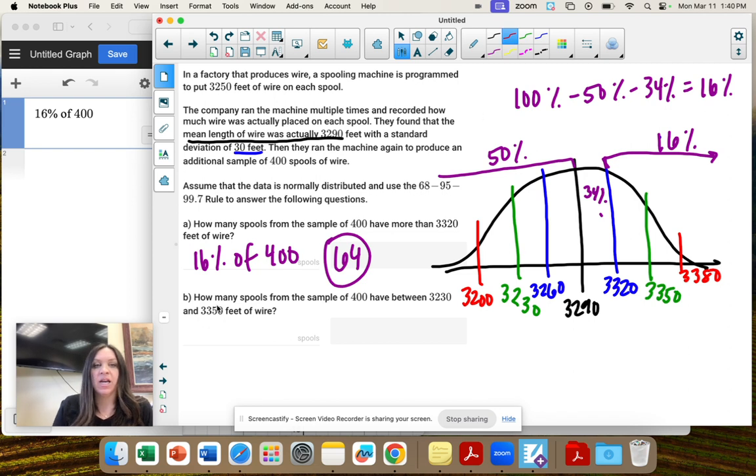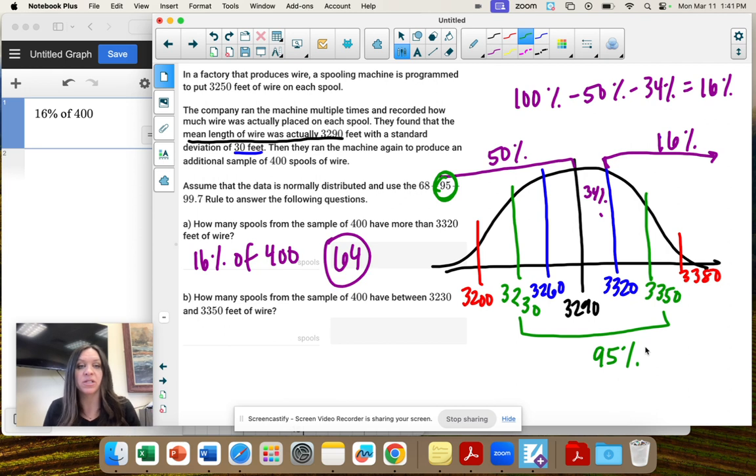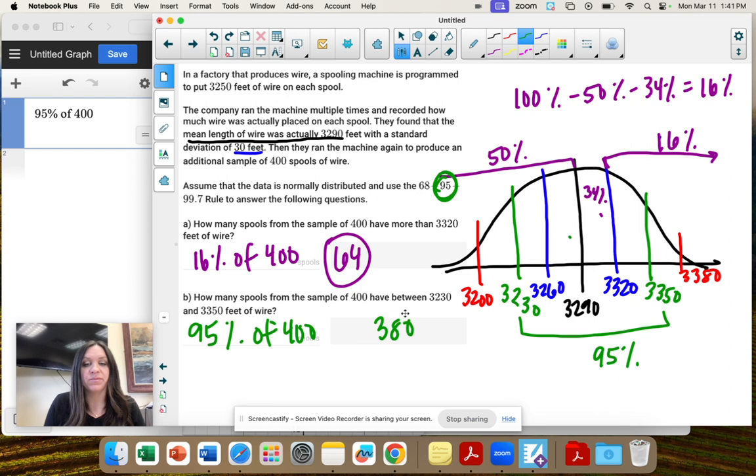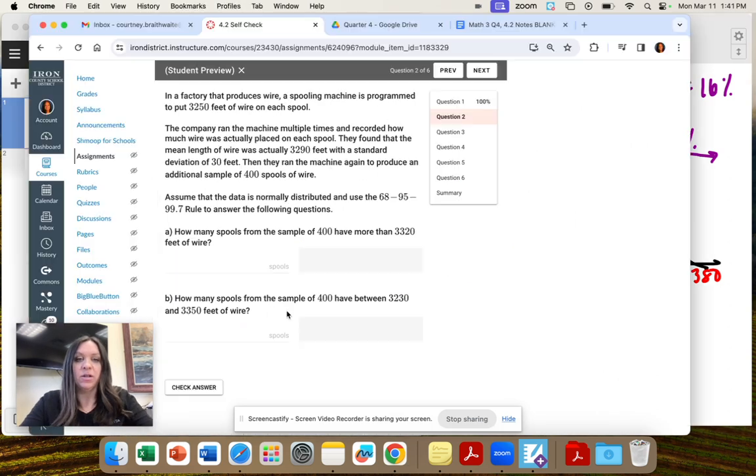Okay. How many spools from the sample of 400 have between 3230 and 3350? Oh, so those are our green ones. And that's our second standard deviation away. So that's 95% of the data is between those two numbers. So we want 95% of 400, which is going to be most of it. 380. So 64 and 380.